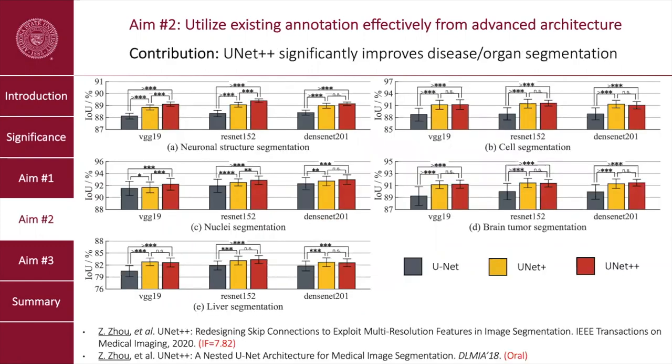Our previous study has shown that UNet++, as shown in the red bar, significantly outperforms UNet in 5 different medical imaging tasks, including neuron structure segmentation, cell and cell nuclear segmentation, brain tumor and liver segmentation. It shows UNet++ significantly improves the disease and organ segmentation performance.